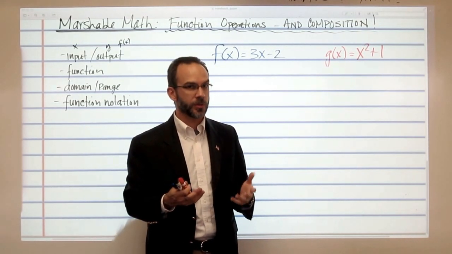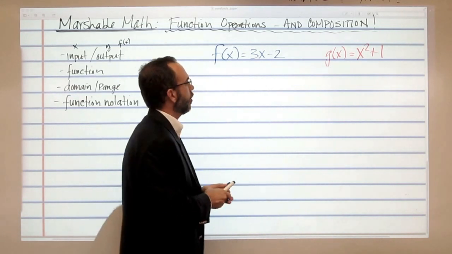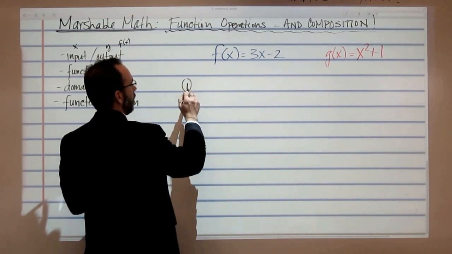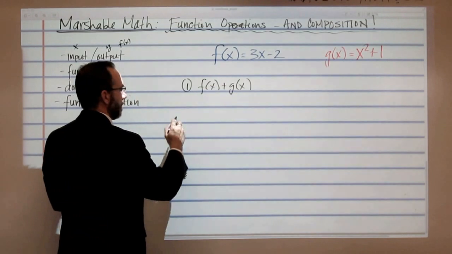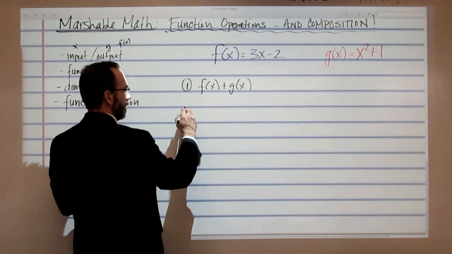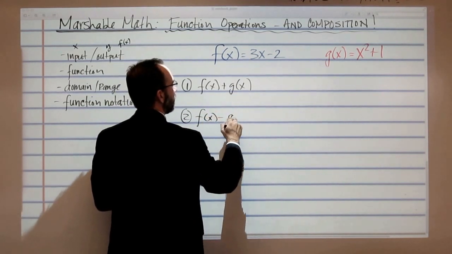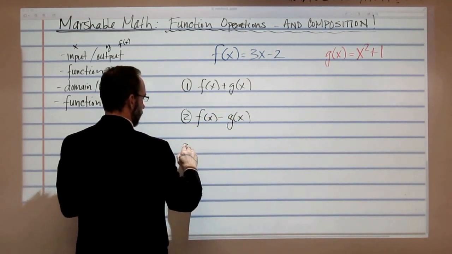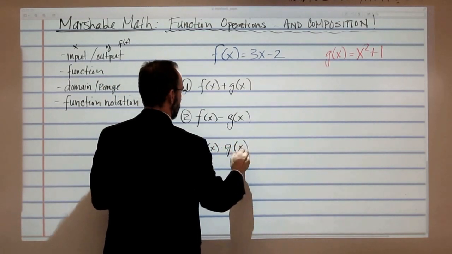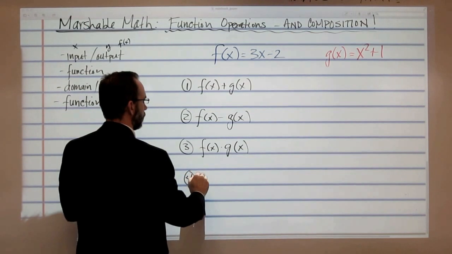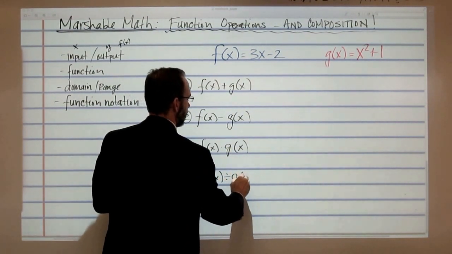Now remember your basic math operations of add, subtract, multiply, and divide. You're used to doing those with numbers. Now we're going to do those operations on the functions themselves. So let's see here. We've got number 1. Let's do f of x plus g of x. Then number 2, let's do f of x minus g of x. Number 3, we'll do f of x times g of x. And then last but not least, number 4, we'll do f of x divided by g of x.